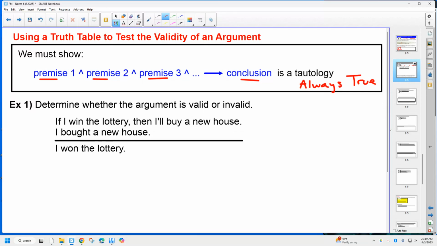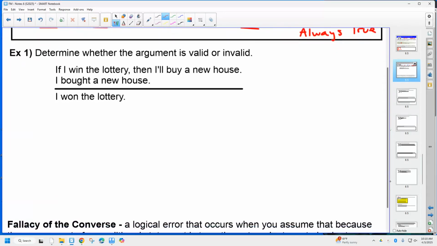Okay? Determine whether the argument is valid or invalid. The argument says, if I win the lottery, then I'll buy a new house. I bought a new house. I won the lottery. So let's symbolize. If I win the lottery, then I'll buy a new house. I bought a new house. Therefore, I won the lottery.